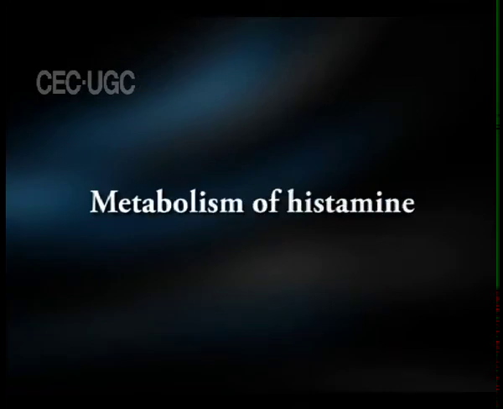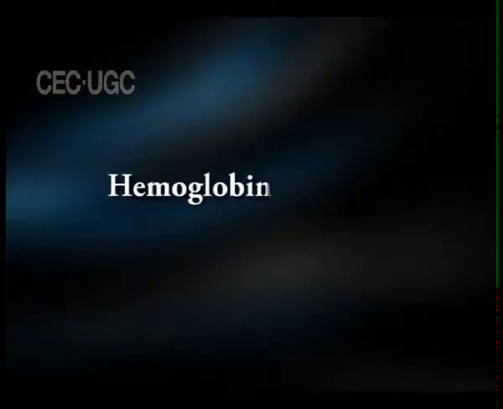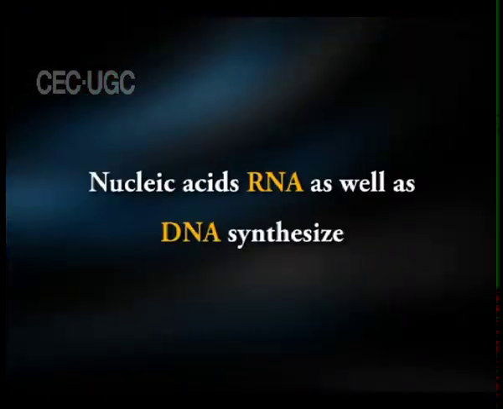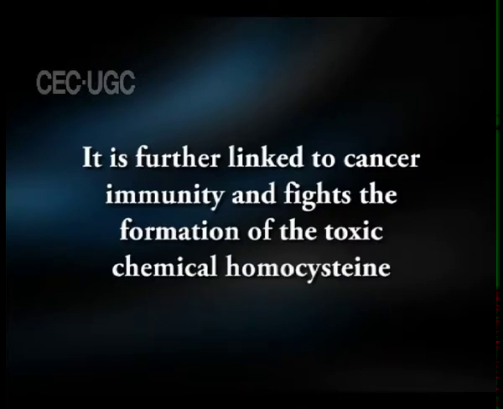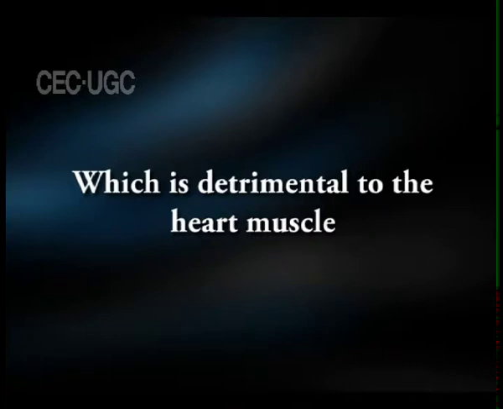It is involved in the metabolism of histamine. It is also involved in hemoglobin synthesis and function. It assists in the balancing of sodium and potassium as well as promotes red blood cell production. It is further involved in nucleic acids, RNA as well as DNA synthesis. It is further linked to cancer immunity and fights the formation of the toxic chemical homocysteine, which is detrimental to the heart muscle.